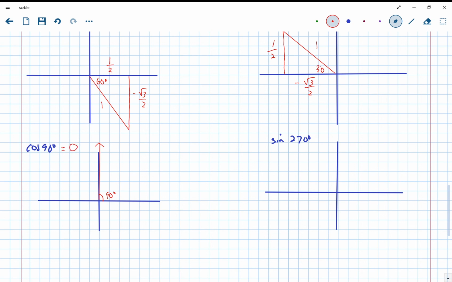Okay, so remember, cosine is the base of the triangle. Sine is the height of the triangle. So if we go 270, that's going to rotate us right down here. So the height of the triangle is, again, the hypotenuse is 1. So the opposite is just going to equal the hypotenuse, so it's going to equal negative 1. And that is it.